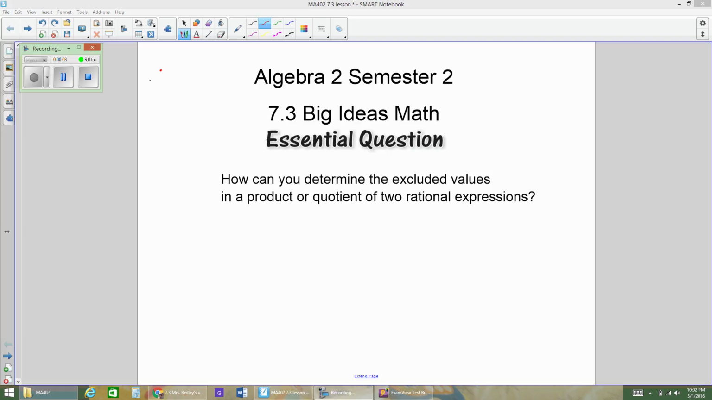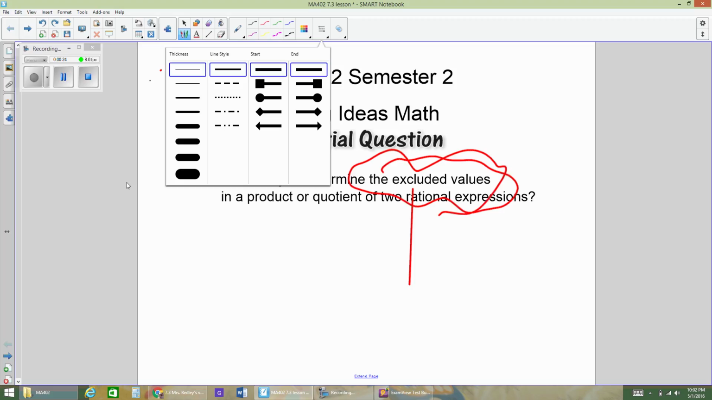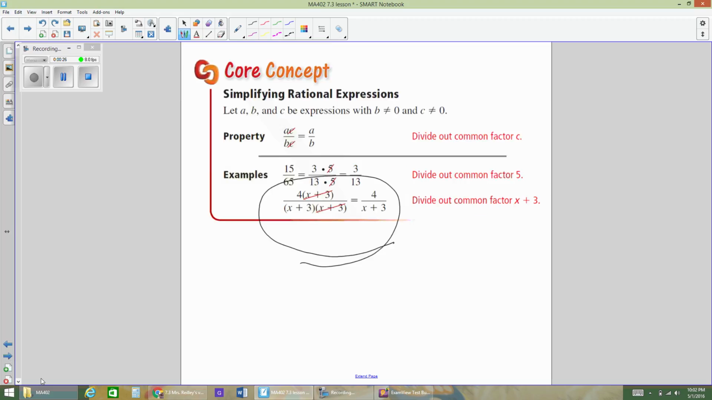Okay, this is our last video for Chapter 7, Section 3, and we are determining the excluded values in our product or quotient. And what that's talking about is the domain, because remember you're not allowed to have a 0 in the denominator.